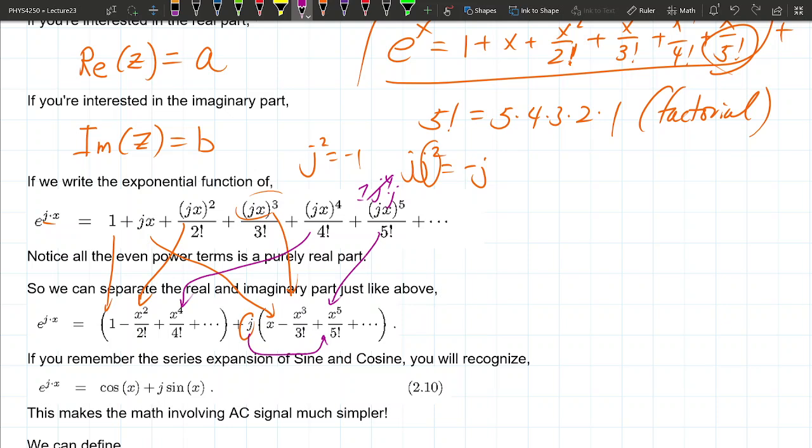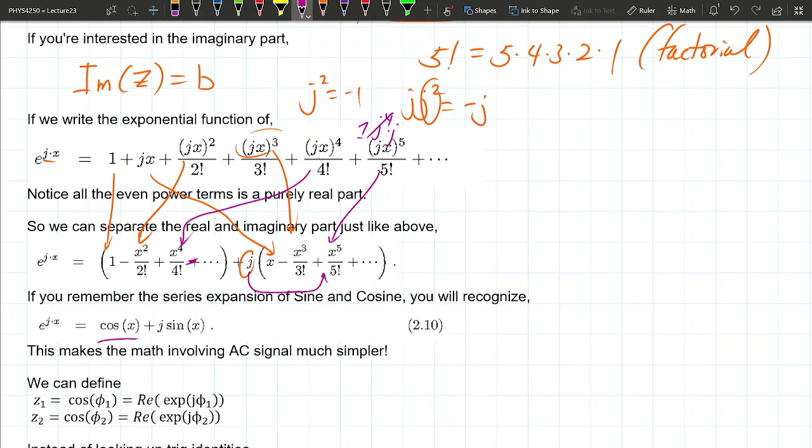One more thing. This is something you can look up, or you get used to it. When you have just odd powers of x that are alternating plus minus, sorry, minus plus, the next one should actually be minus. Minus plus minus plus minus plus is actually cosine.